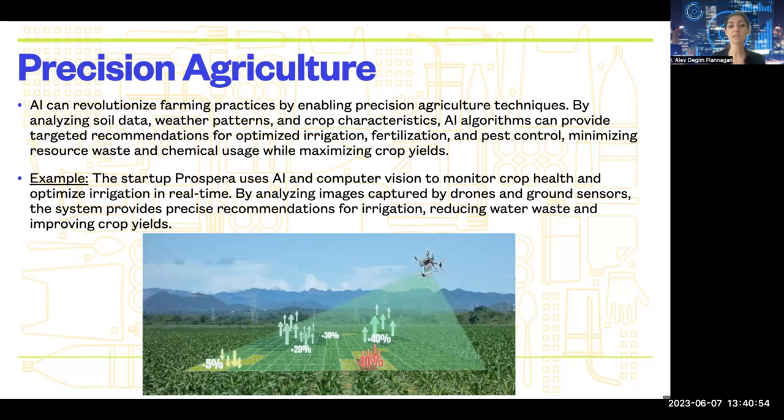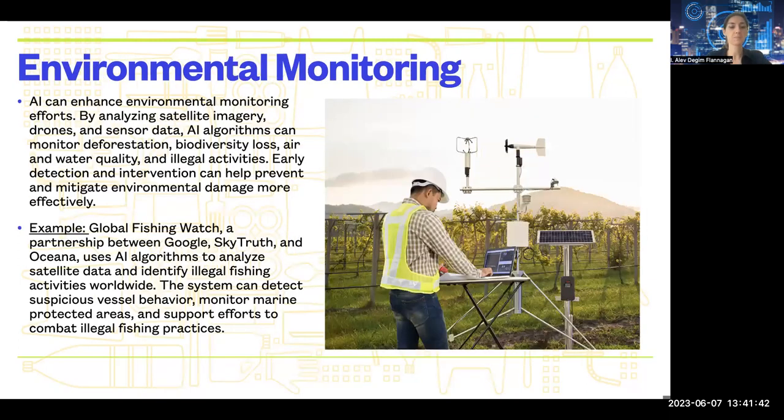agricultural practices. An example for this is Prospera, which uses AI and computer vision to monitor crop health and optimize irrigation in real time. And this is important to know because we are using different technologies in conjunction with AI, and drones and ground sensors are some of these new technologies that agriculture can use to capture images and understand how the soil is taking the water, reduce water waste, and improve crop yields. So it is very important, I think, to think about how we can maximize the way in which we have these technologies and utilize them in a fashion that is important for us.